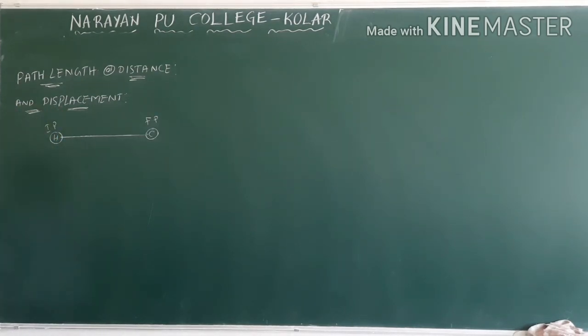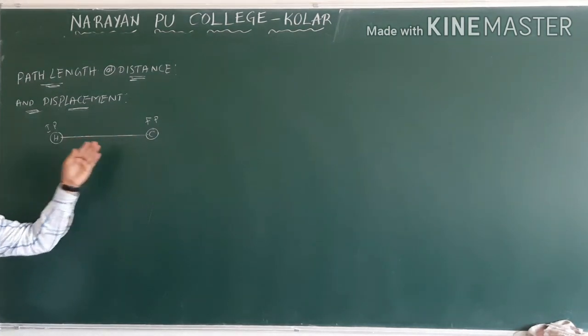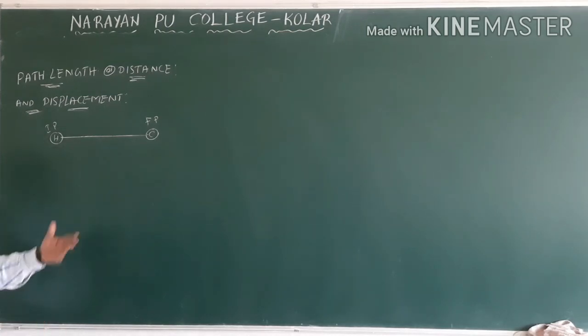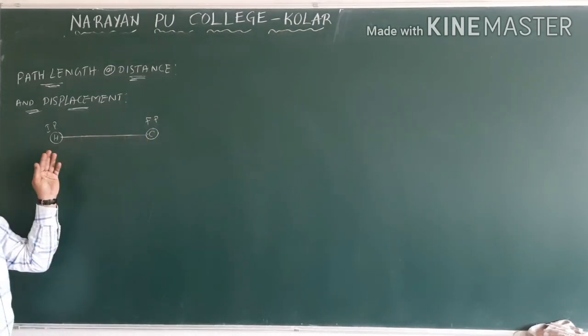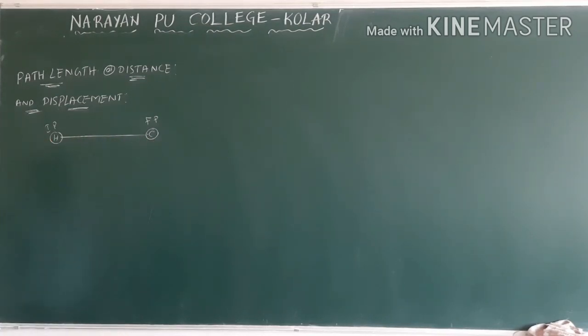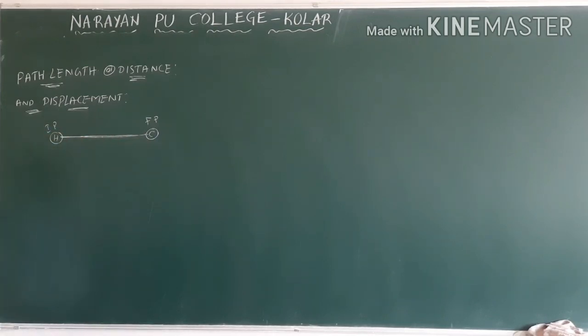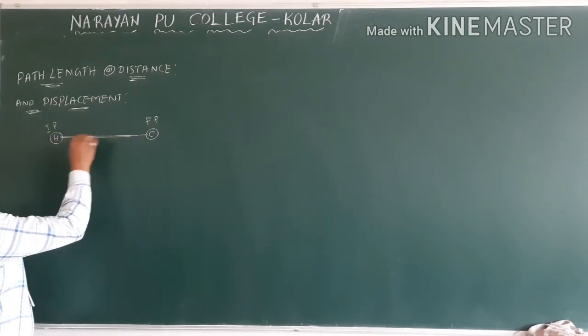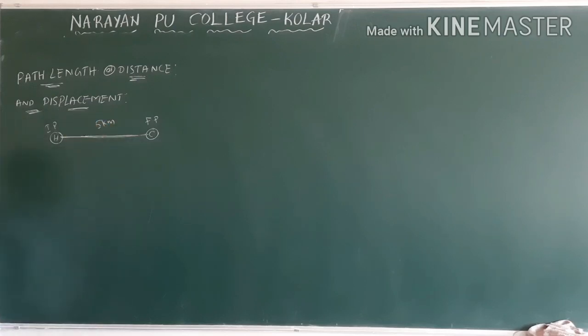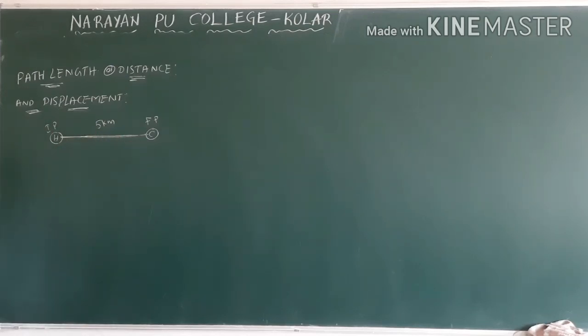Now what is meant by displacement? Displacement means the shortest possible path or the minimum path. The shortest possible path, we can say simply shortcut, between initial point and final point. Home to college, let us assume, is just 5 kilometers. Now you covered how much distance? 5 kilometers. How much displacement did you cover? That is also 5 kilometers.